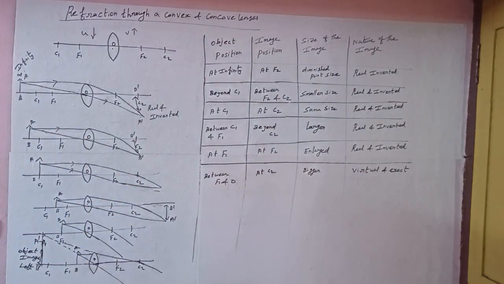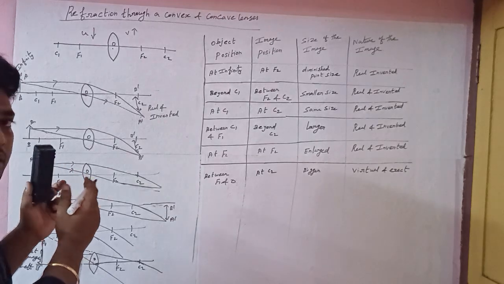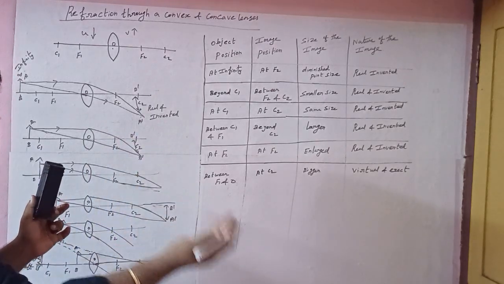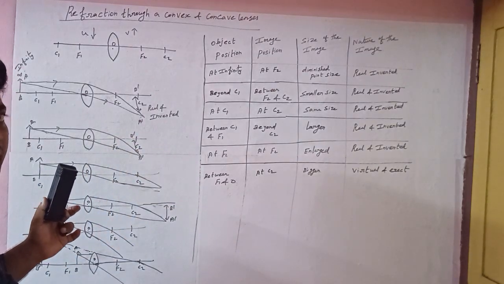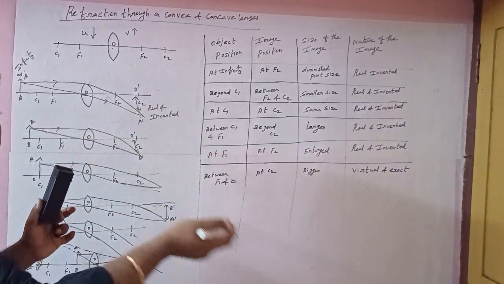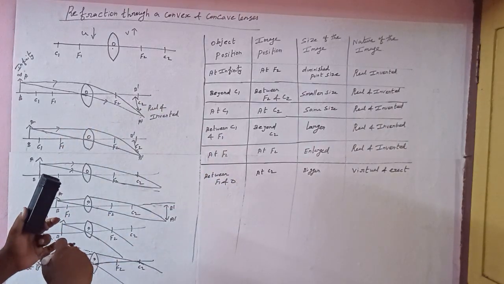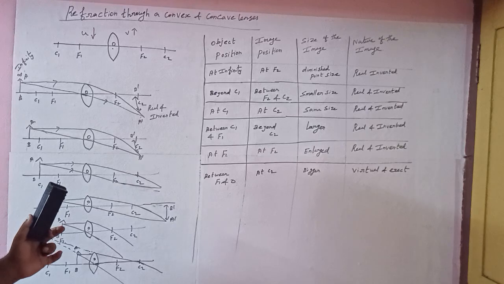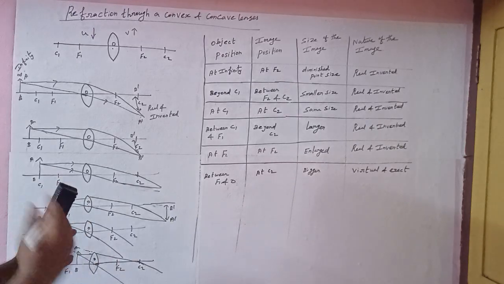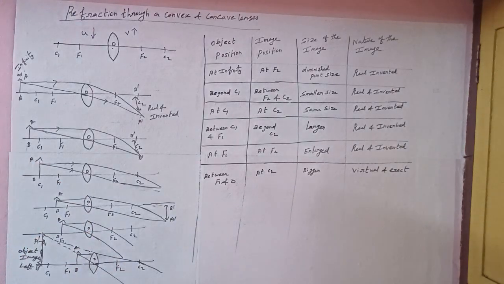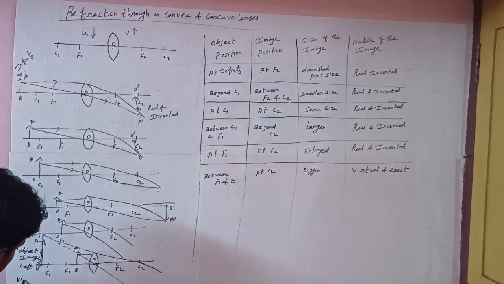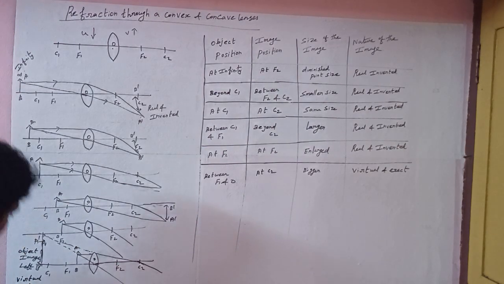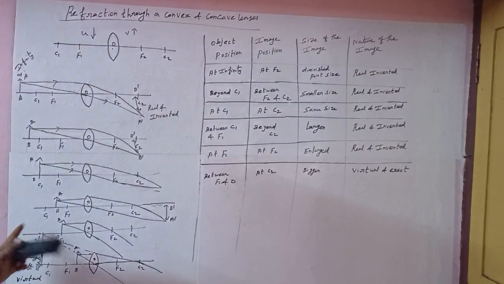Listen here, a very important condition. The object is always placed on the left side. If the image appears on the right side, we get a real and inverted image. But if the image appears on the left side, we get a virtual and erect image. What is the meaning of virtual and erect? It is like a shadow. The image appears to diverge on the left side.